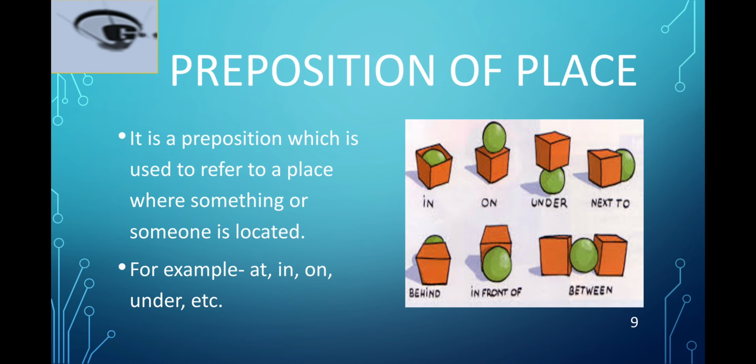Thirdly, we come to preposition of place. It is a preposition which is used to refer to a place where something or someone is located. For example, at, in, on, under, etc.